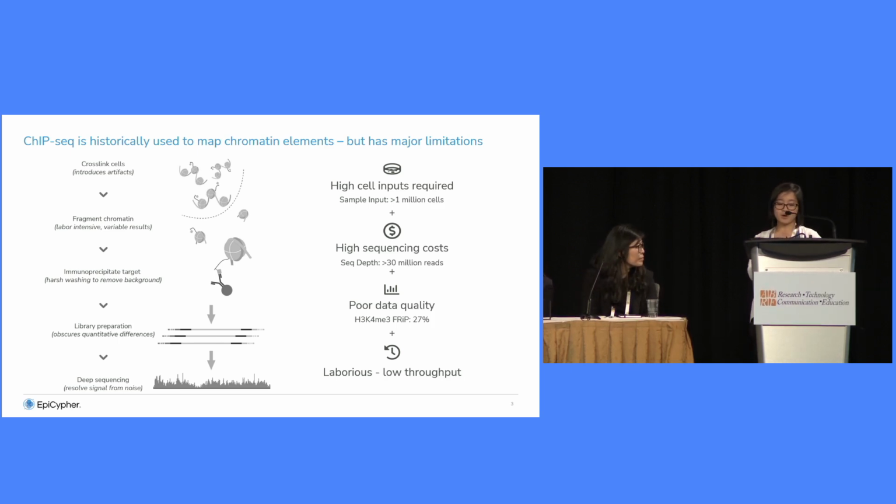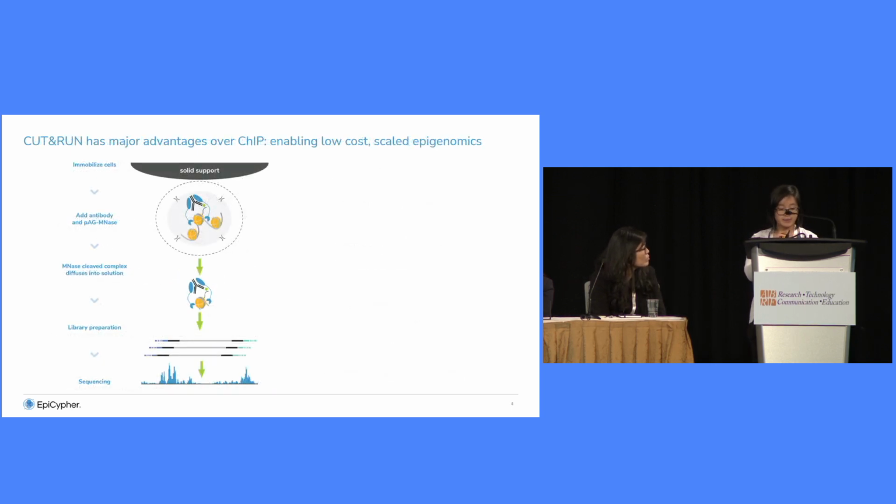Then you go into library prep and then deep sequencing at 30 million reads to distinguish your signal from noise, but the data quality is often poor. Another limitation of this assay is that it's difficult to automate, resulting in it being relatively low throughput. An emerging and more efficient technology for researchers, especially those in core labs, is cut and run.